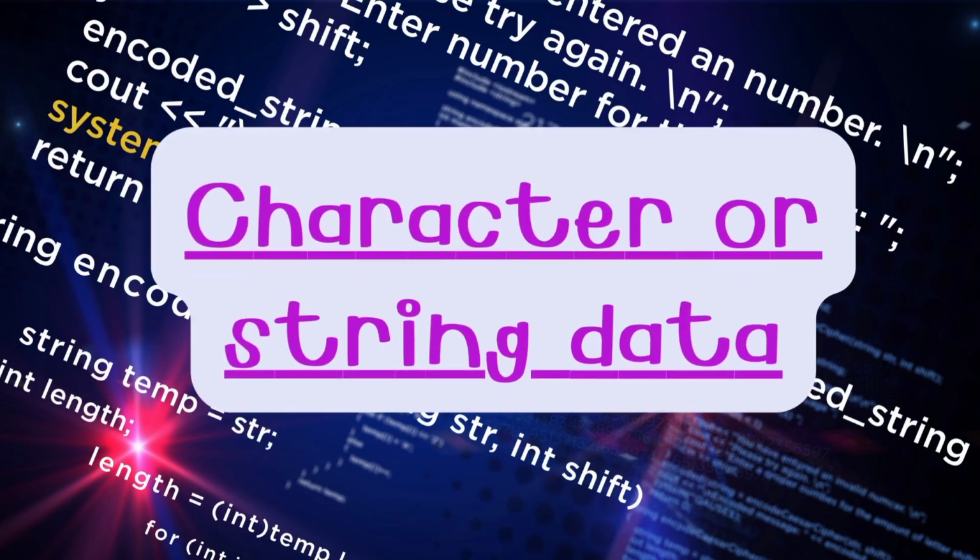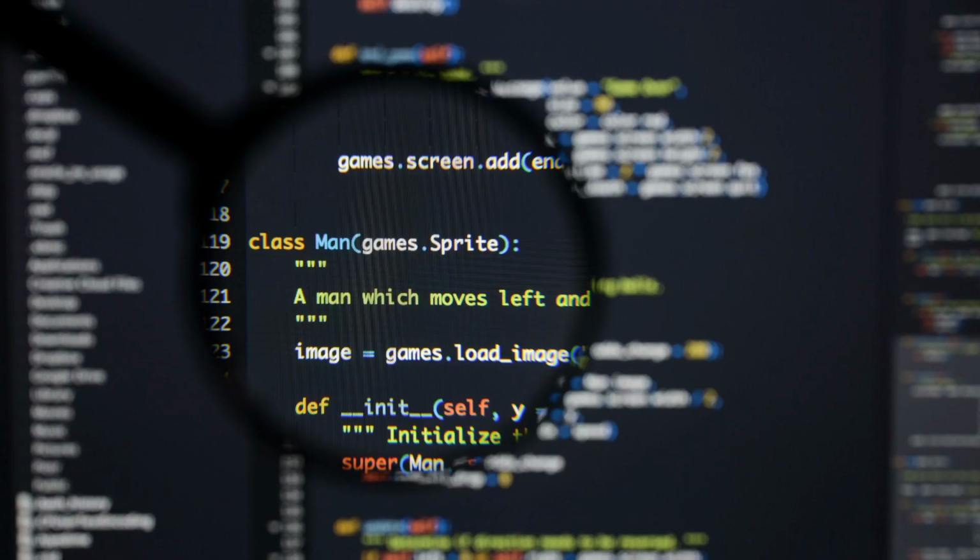Now, the next is the character or string data. Any value that is not a numeric value that we use in BASIC is a character or string data. I can write something like A followed by $ sign. I can write something like W followed by $ sign. And character or string data are commonly used as variable names.